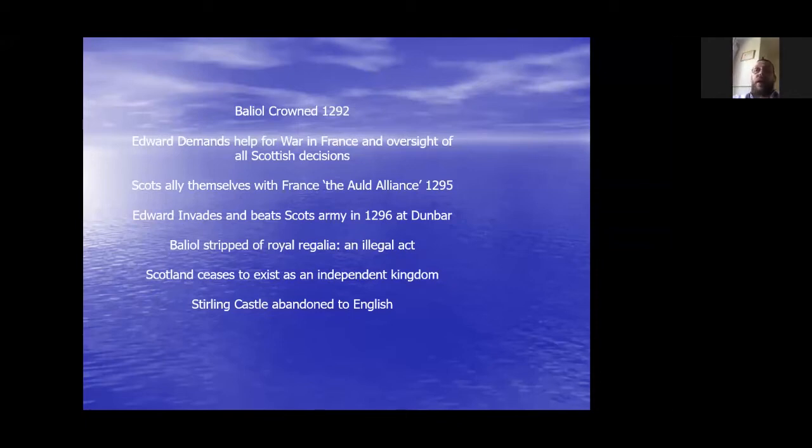1295. Then we get the Battle of Dunbar. Edward beats the official Scottish army. Balliol is stripped of his royal regalia. An illegal act, clearly an illegal act. And to a certain position, Scotland ceases to exist as an independent kingdom, with specific reference to Stirling. We know that the castle is actually abandoned.